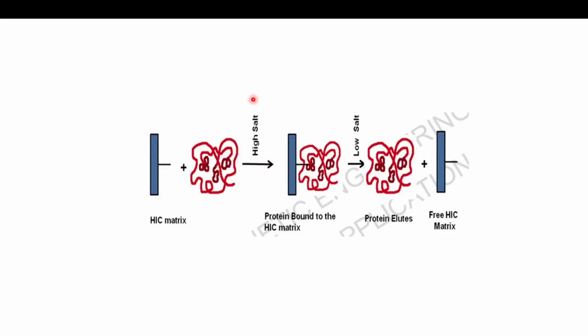This is the matrix at high salt concentration. It helps the protein to have relatively less interaction with the mobile phase, and it interacts with the matrix. And when the salt concentration is lowered again, then the protein again has more affinity towards the mobile phase, and it elutes out along with the mobile phase.